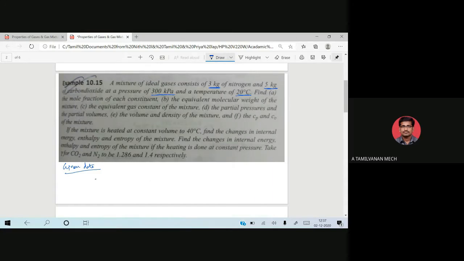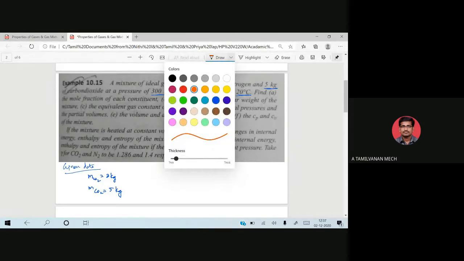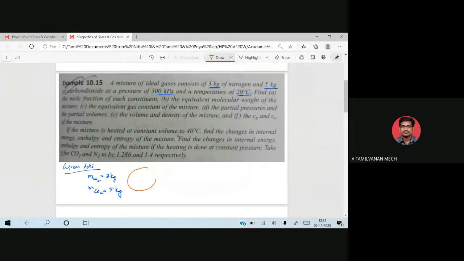Given data. First, the mass of nitrogen, mass of N2, is given as 3 kg. Then the mass of CO2 is given as 5 kg. Normally a system comprises two types of gases, so you consider this as a system. It consists of N2 and CO2. Two types of gases are present in the system. So mass of N2 is 3 kg and mass of CO2 is 5 kg.